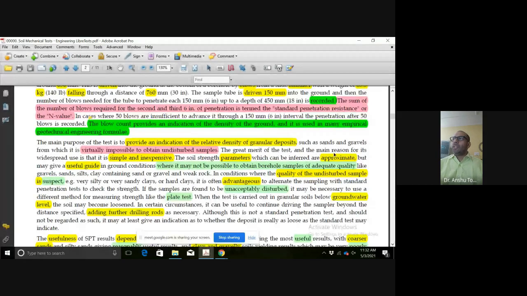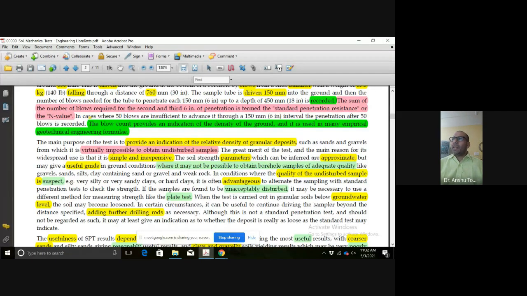The great merit of this test and the main reason for its widespread use is that it is simple and inexpensive. Simple means skilled labor is not much required for this particular test. You have to just auger the hole, you have to give the blows to the hammer, and whatever number of blows there are, that can be recorded by any means. Earlier it used to be recorded manually, many decades ago. So that is its simplicity.